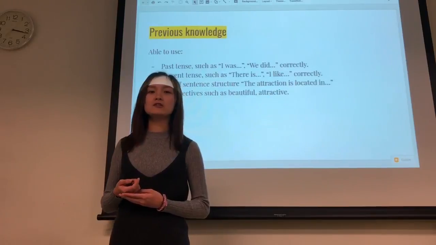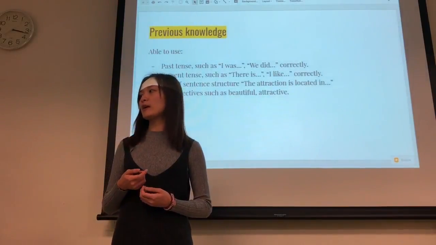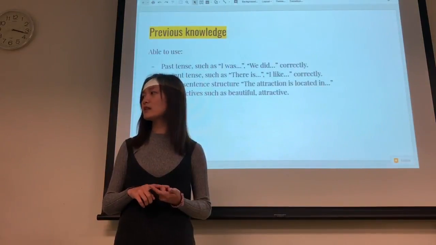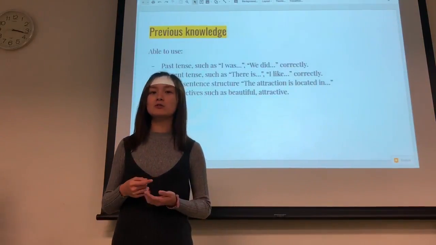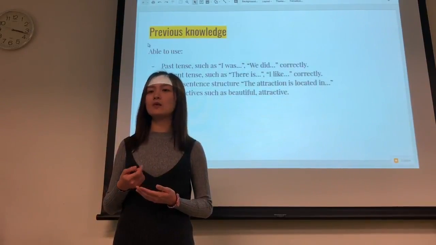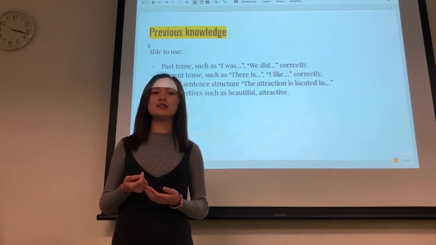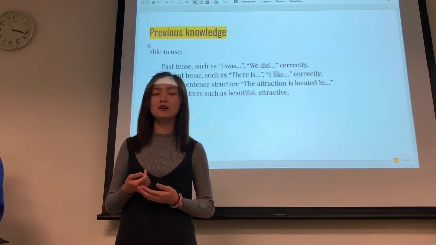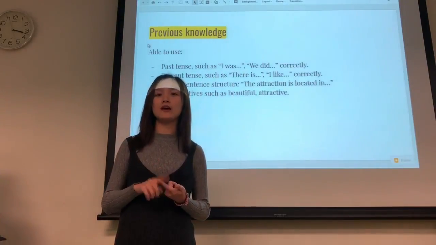Then for the previous knowledge of the students, we expect the students know how to use past tense and present tense, and then they would be able to use the sentence structure, like the attraction is located in somewhere in Hong Kong, and then lastly they would be able to use some adjectives to describe the places in Hong Kong, just like they are beautiful and they are attractive.